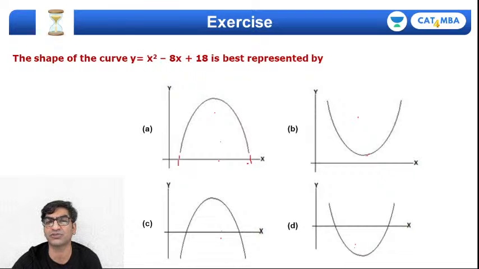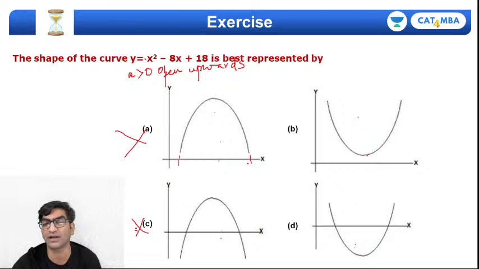सबसे पहले मैं x square का coefficient देखता हूँ. A is greater than 0, so the parabola should open upwards, right? So downward वाले दोनों parabolas reject कर दो. B और A और C, A and C can straight away be rejected, right? Number 2, does the parabola that opens upward intersect the x-axis or does it not? What does that depend on? It depends on D. Discriminant positive है कि negative है?